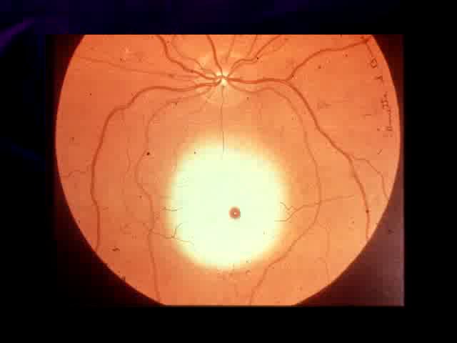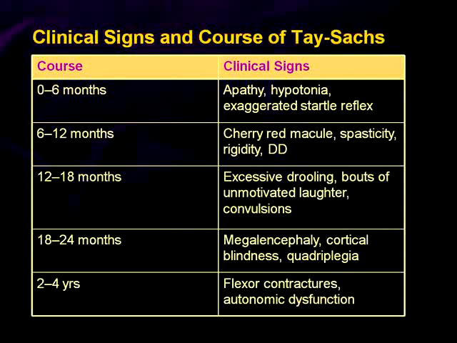This is the classic cherry red spot that you can see on a retinal exam. It has a very characteristic clinical course. Usually looks normal at birth. By about 6 months, becomes hypotonic with an exaggerated startle. Between 6 and 12 months, you can start to see the cherry red spot, and the child becomes spastic and rigid. You're beginning to notice the delays. 12 to 18 months, excessive drooling, bouts of unmotivated laughter, and seizures. 18 to 24 months, you're getting a bigger head, megalencephaly, cortical blindness, quadriplegia. And then between 2 and 4, you're starting to get the contractures, autonomic dysfunction, and finally death.